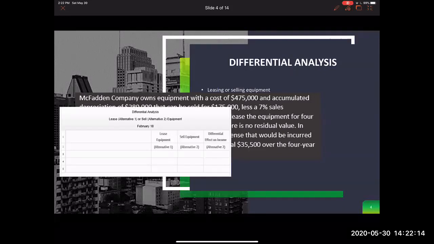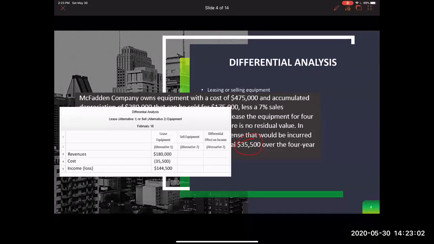All right, so here is our differential analysis, and I've already set this up to make it all pretty. Alternative number one is to lease the equipment, so we're going to fill this out together. First is revenue, then our cost, and then we have our income or loss. From here, we're going to put in the information. If we were to lease the equipment, it told us that we could get a lease for 5 years for $180,000. The cost will be $35,500, which was here, right? Next we're going to do the income or loss. So you do your revenue less your cost, and we get our income of $144,500.